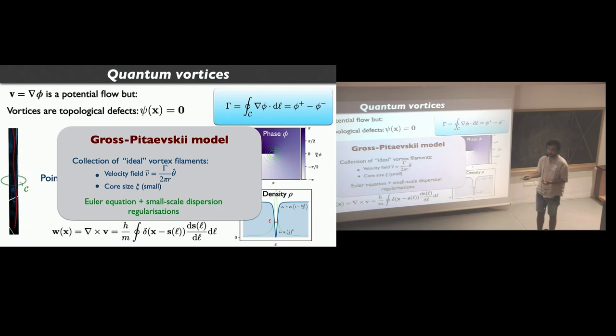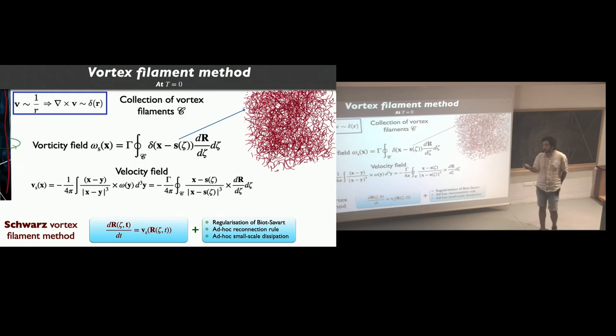What I'm doing is a kind of Euler simulation, where all the vorticity is concentrated on really thin filaments, and I have one small scale dispersion which regularizes everything. This dispersion is important because it really allows the system to reconnect and do the fluid-like behavior that we are used to.